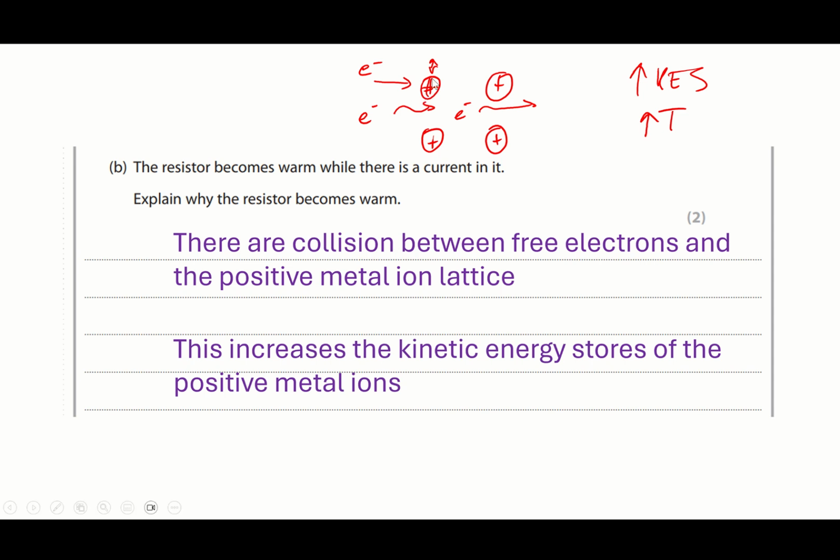So the basic idea is these positive little metal ions here are vibrating, wiggly, wiggly, wiggly. The electrons flowing through, the current flows through. These electrons will then bump into this. This gives it a bit of energy, makes it vibrate more. And as we know, temperature is a measure of the average kinetic energy of the particles. So temperature's gone up, done.